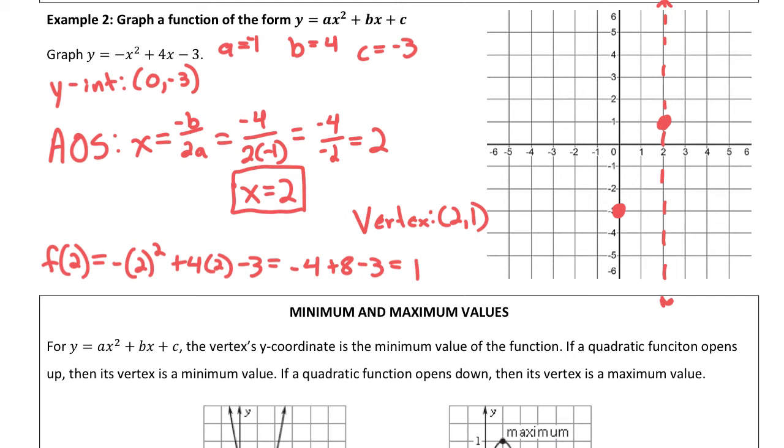Now, for me to graph this, mainly what I want you guys to know how to do is find the y-intercept, find the vertex, and then use symmetry. Using symmetry means if I have a point that's right here, my y-intercept is 2 to the left of my axis of symmetry, another point is just reflected over that line of symmetry. All right? And then that's going to be my function graphed.